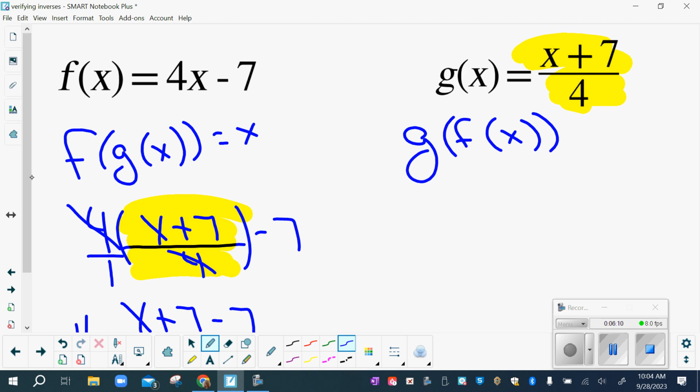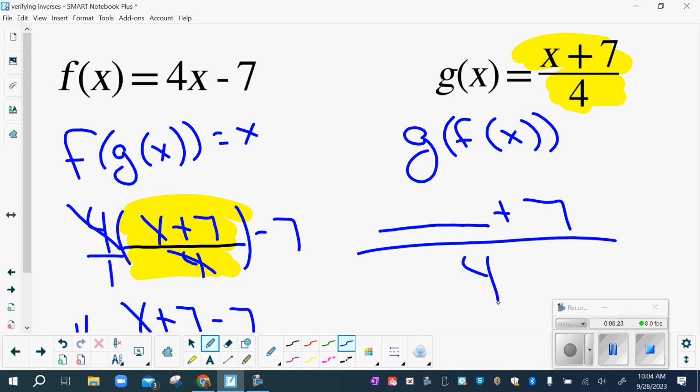So here's what I'm going to do. I'm going to write the second one with my big space. So big space plus 7, oops, over 4. Is everybody cool with what I did there? So now on this guy, I am going to take this and plug him in here. Are you guys cool with that? Are you ready to rock and roll with that?